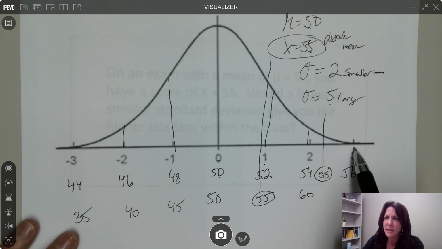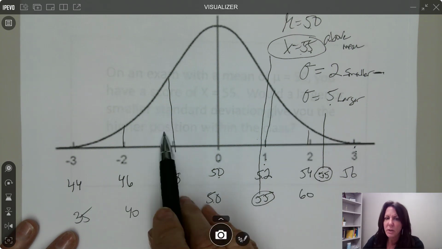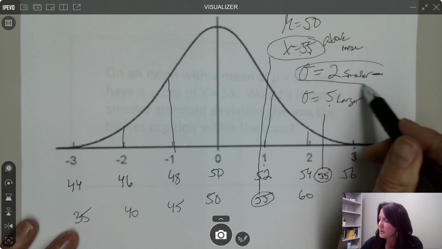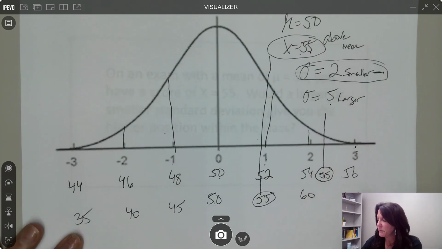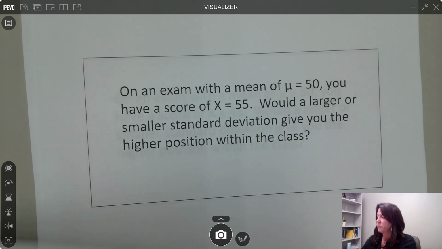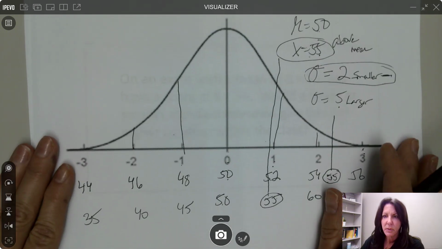It makes me more extreme in the good direction, in the positive direction. But the question is, is it always the case? What happens if the score is lower than the mean? Does it still benefit me to have a smaller standard deviation? Let's take a look. I think I can just use the same one.